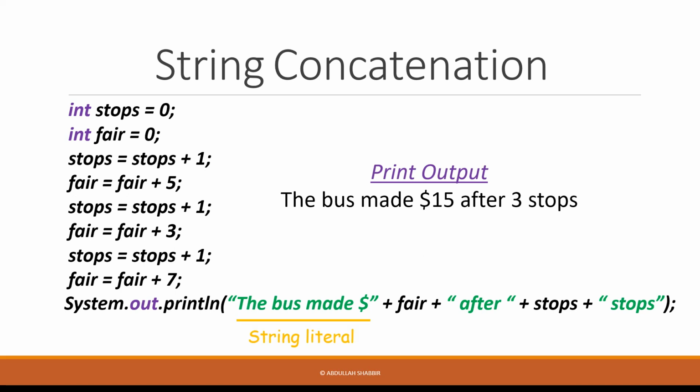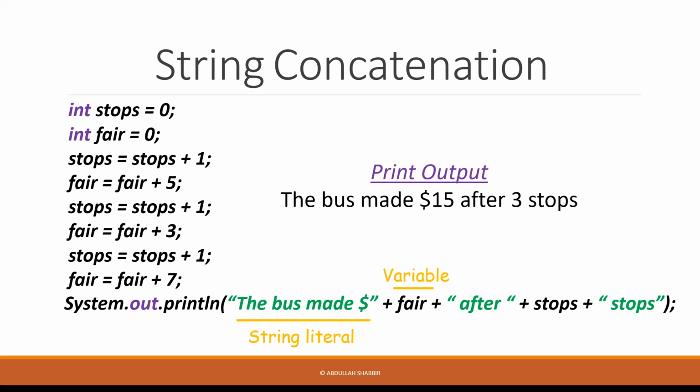The first part here is a string literal, which is just a string within the quotation marks. So that's going to be printed out exactly as we typed in, all the way from "The bus made $", like so. And then we have this plus sign, which is concatenating something. This happens to be the first variable, fare. So Java would actually go and look up what's inside the variable fare because it's not surrounded by quotation marks, and it will print out the value stored inside it, which happens to be 15.